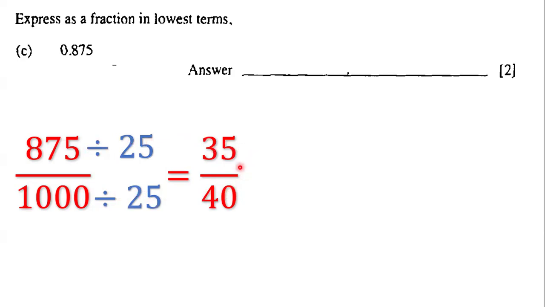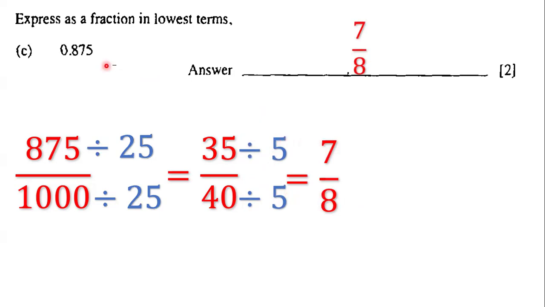Next, we have 35 over 40. Now, we still could simplify this fraction because we could use 5, because 5 could go into both 35 and 40 without leaving a remainder. And so we say 35 divided by 5 and 40 divided by 5. Well, 35 divided by 5 is definitely 7, and 40 divided by 5 is 8. And so that means that 0.875 expressed as a fraction in lowest terms is 7 over 8. And that's the answer to this question.